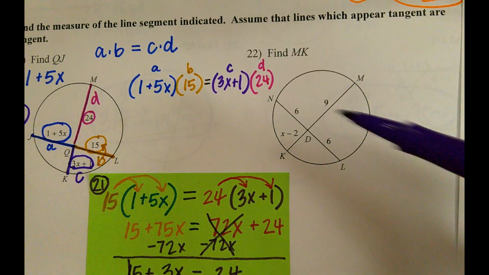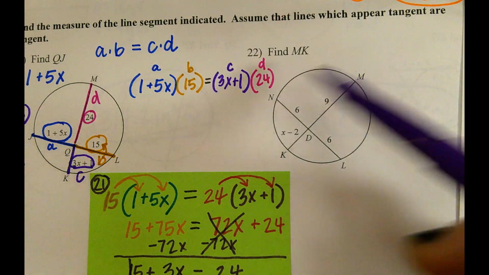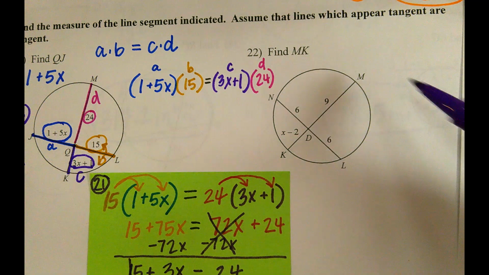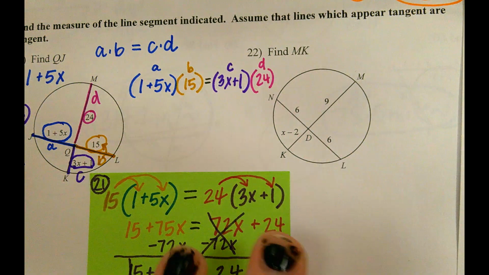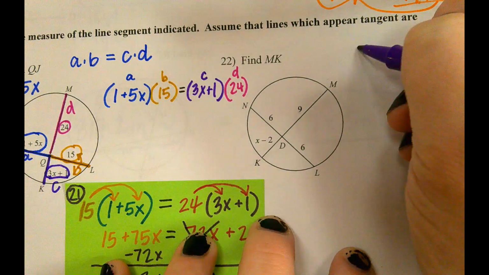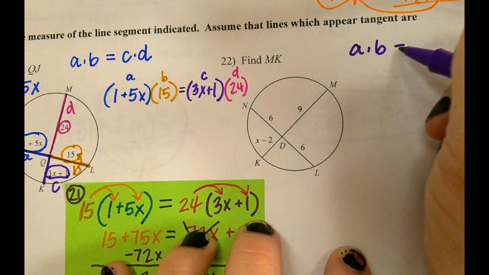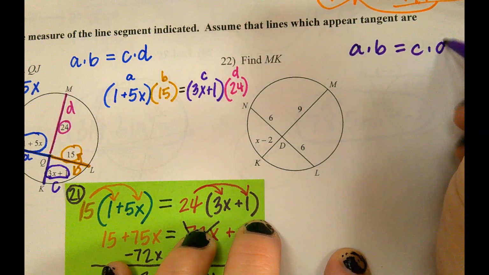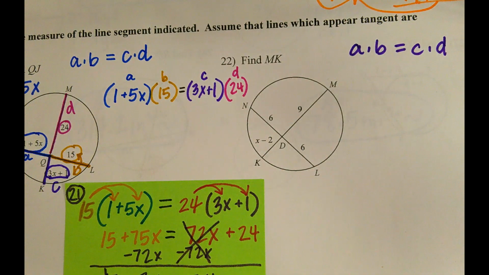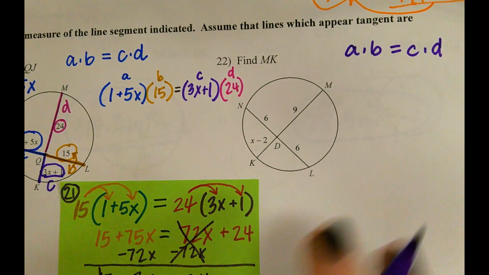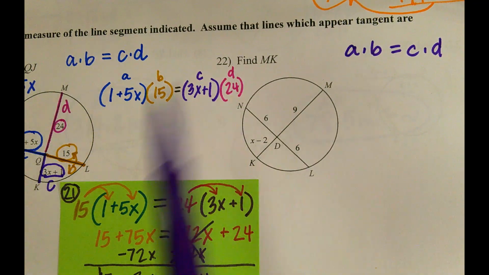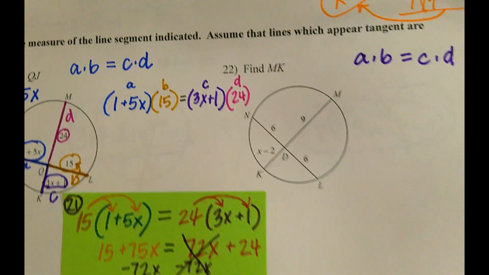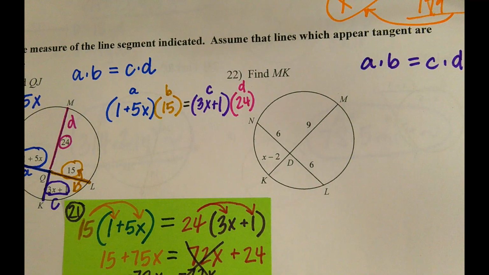Do I have any exterior segments here? No, you're right, we don't. We don't have any. So we're going to use the same formula. A times B equals C times D. So it does not matter which value we choose, but it will affect the rest. What do we want to use for A?